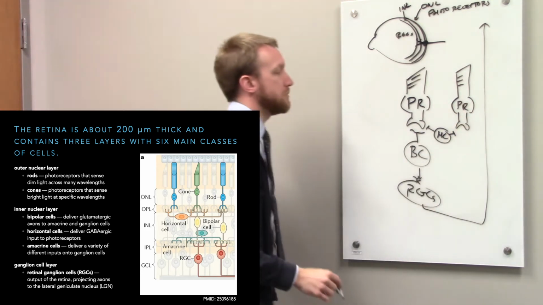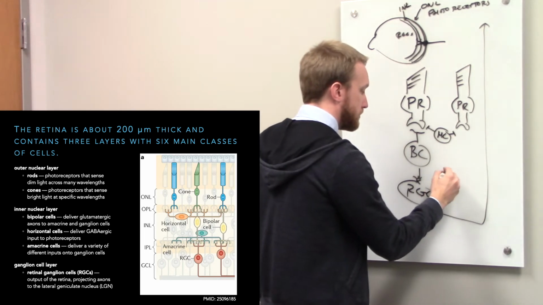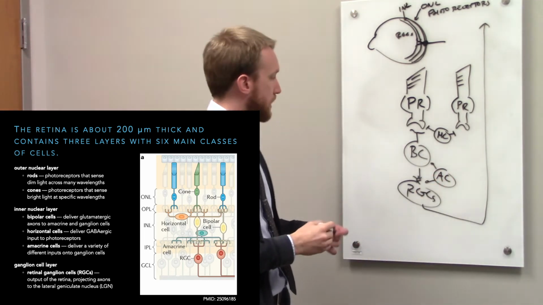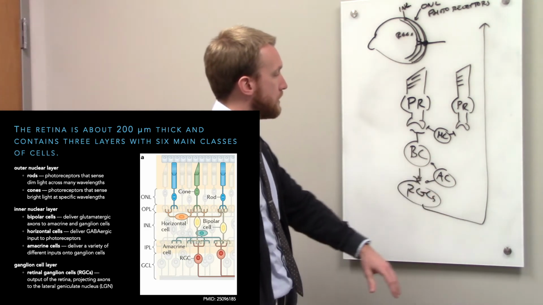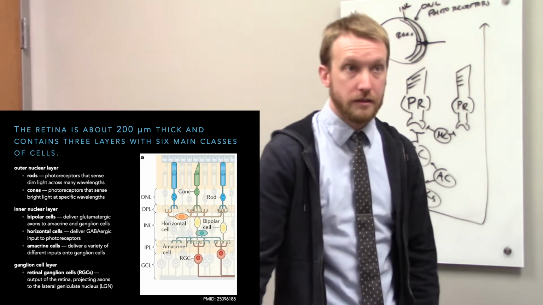And we have a couple types of bipolar cells. There are amacrine cells that are going to have modulatory functions here as well. They're fairly complicated, so we're going to leave them out of this and try to stick with the basic circuit here. So how do we detect light?